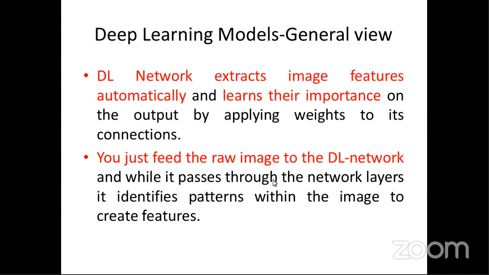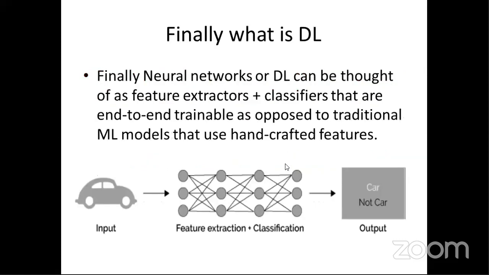The deep learning network extracts the image features automatically. You just feed the raw image. The deep learning network will automatically extract the features and give you better results than what the machine learning model does. So this is the deep learning model. This is the car input image. The deep learning model extracts the features of the car. Then it has a classification model. Then it classifies and gives an output whether it is a car or not a car. So that is the beauty of deep learning or the neural network model. You have to give only the image.